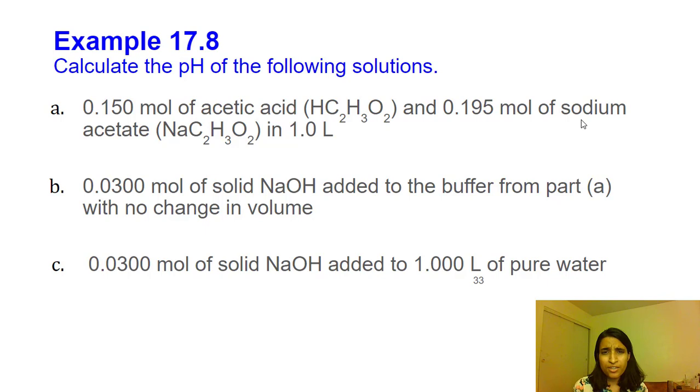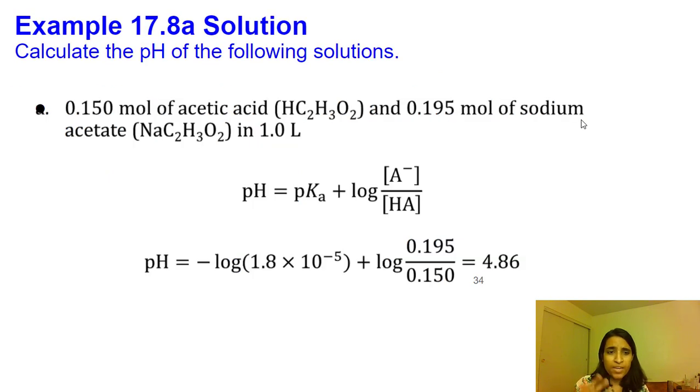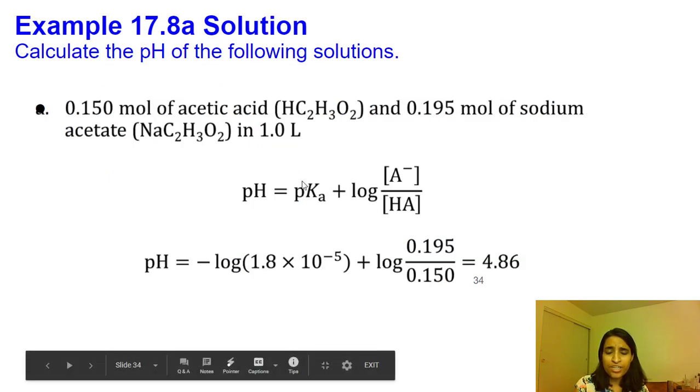Now we know if you add it to pure water, the pH is going to change. But we expect that if you add it to a buffer, the pH change is not going to be that huge because buffers resist pH changes. So part A was simple enough. We recognized it's a buffer and we put it in the Henderson-Hasselbalch equation to get our pH as 4.86.